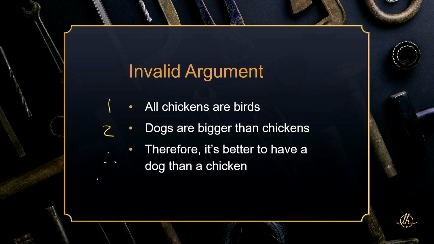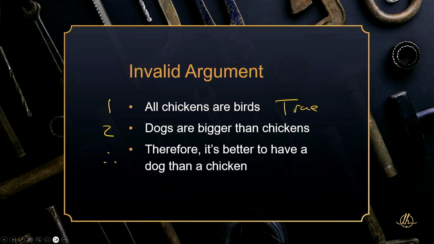So that's an invalid argument where premise 1 and premise 2 do not lead to the conclusion. The whole thing is just invalid. Now, it's interesting, though, because these premises are both true. Chickens are birds, and dogs are bigger than chickens. But the conclusion is false because it's invalid. It's committing a fallacy. Well, then you can have an unsound argument.